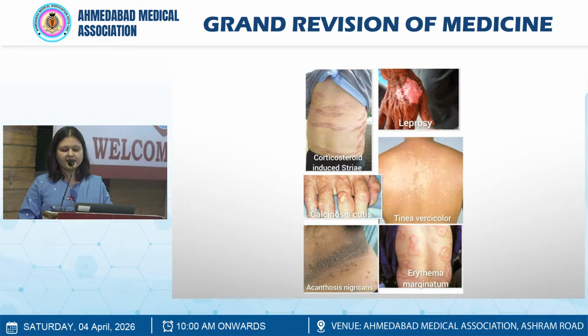These are the striae in Cushing disease. And then leprosy, depigmented macules છે. Then calcinosis cutis, it is seen in... અને કયો syndrome? Acanthosis nigricans, it is seen in insulin resistance, diabetes.